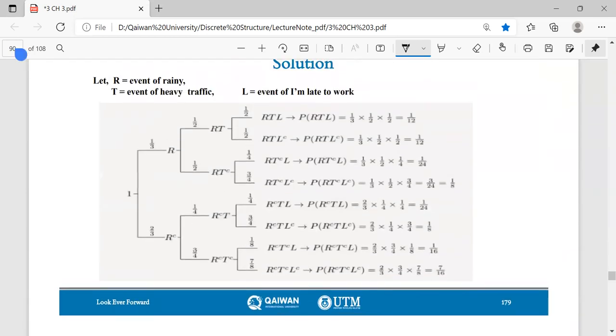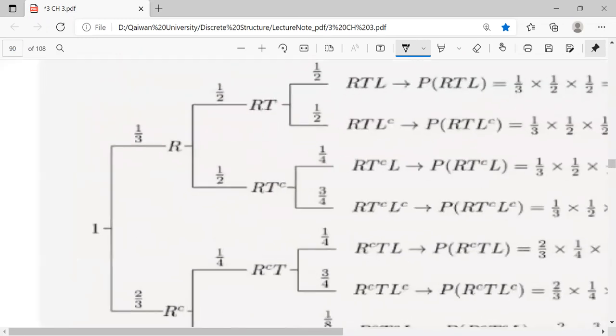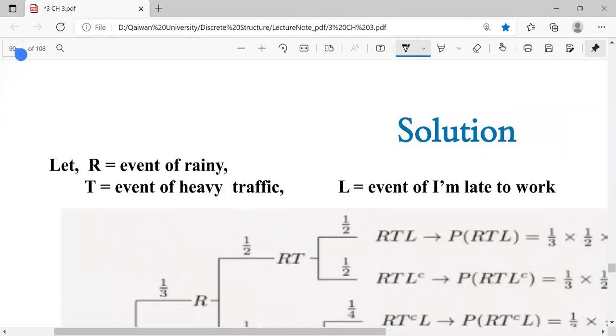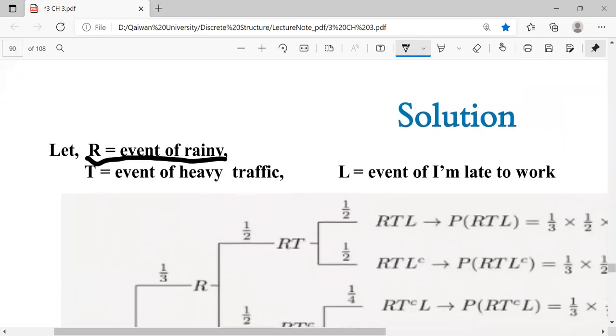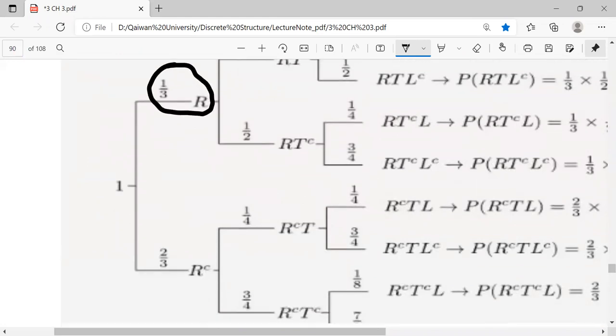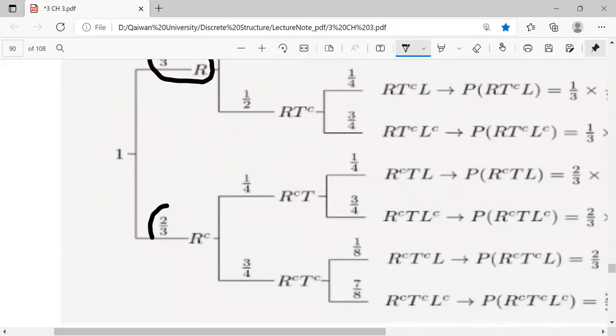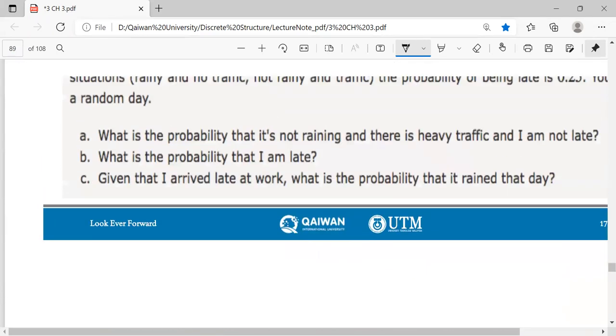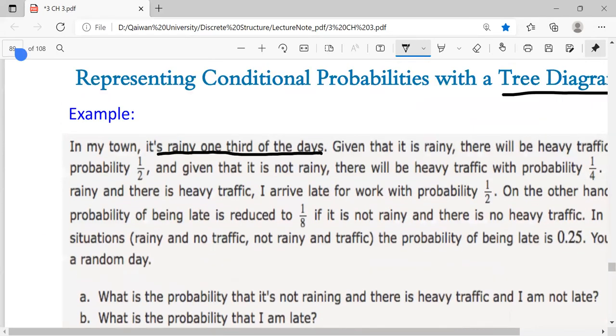As you see here, we let R be the event of rain. That means the probability of rainy is 1/3. And the probability of not rainy, which is R complement, is 2/3. Okay, I'm going to do it step by step.